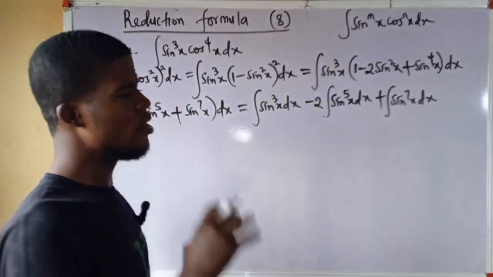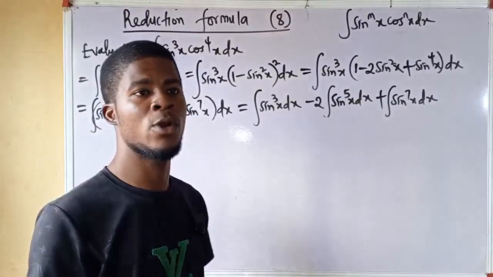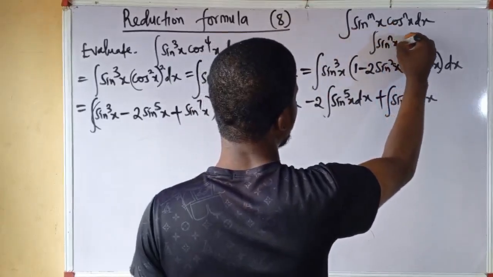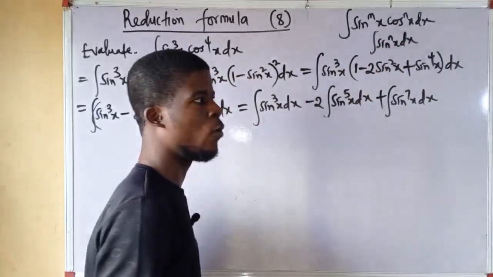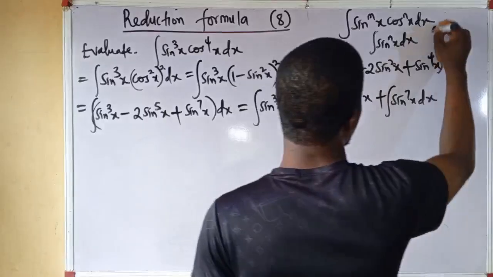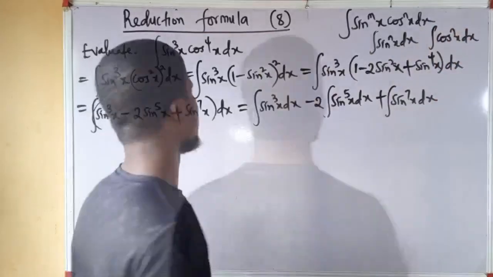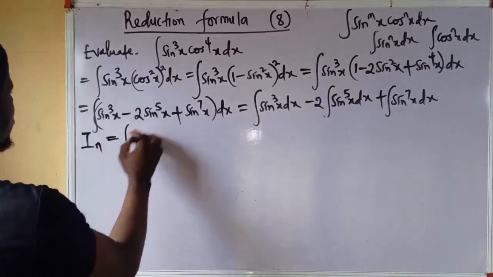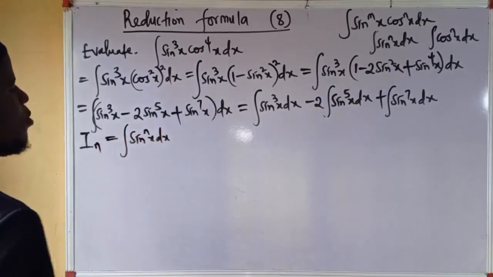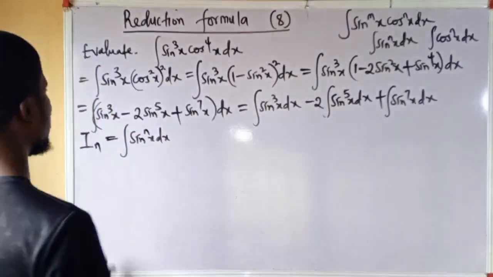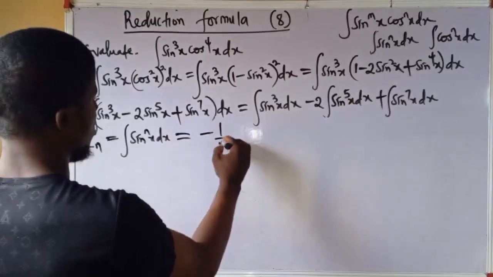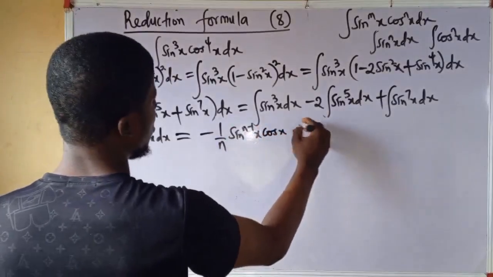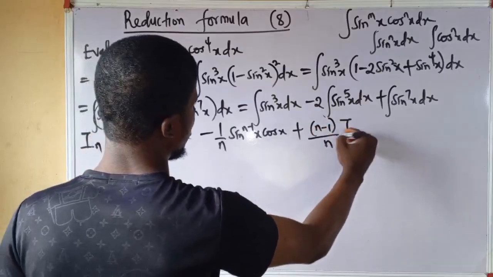Okay. Now, in reduction formula 5, in the video reduction formula 5, we dealt with the integral of sine nx dx. And in reduction formula 4, you can check the videos, we dealt with the integral of cos nx dx. So, remember, if I sub n is equal to the integral of sine nx dx, we deduce the reduction formula for this, and we say that it is equal to negative 1 over n into sine n minus 1 of x cos x plus n minus 1 over n into I sub n minus 2.